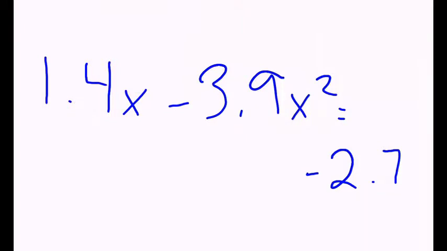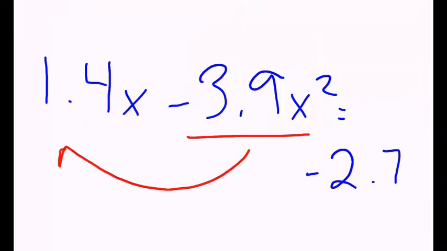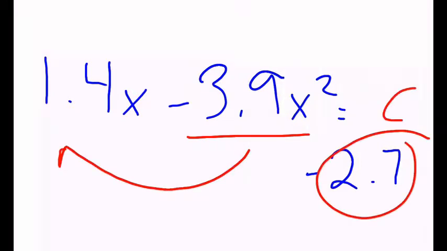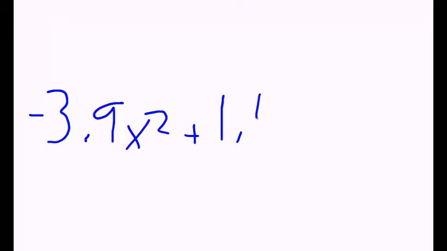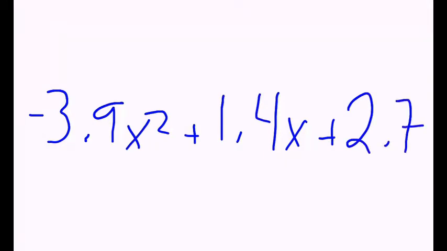Okay, so notice the first thing is that they kind of didn't put it in the order that we're used to, right? So normally we have this in the front, and here's our c over here that we're going to have to bring over. So let's write it again, except in the form where we want it with ax squared plus bx plus c. So one more time, this time we're just going to adjust some things. So we've got the negative 3.9x squared plus 1.4x plus 2.7.